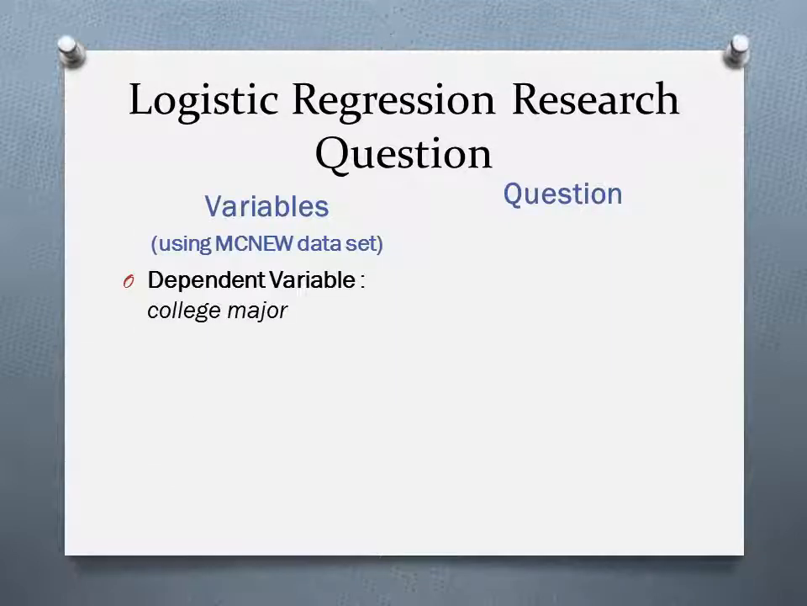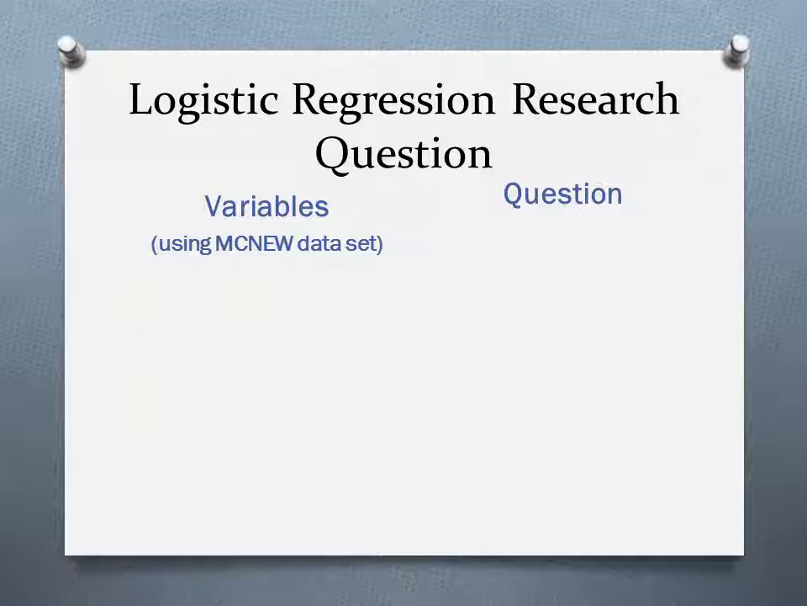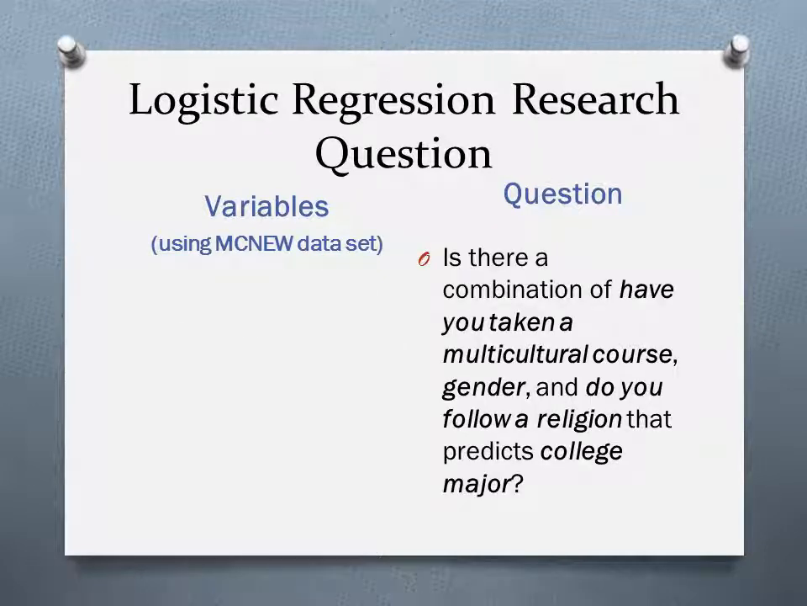The variables we will use from MC New Data: the dependent variable is college major. The independent variables will be: have you taken a multicultural course, gender, and do you follow a religion? Using these variables, the resulting research question is: is there a combination of have you taken a multicultural course, gender, and do you follow a religion that predicts college major?